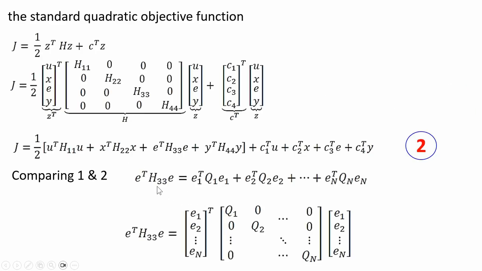Now we can write this algebraic equation in a compact form using matrices. Let us do that. The right-hand side of this equation has been written in compact form. Now if we compare the left-hand side to the right-hand side, they are the same, of course. So now we can say that E transpose is this one. The E vector is all of the errors from index 1 to the whole prediction horizon N. That's why H33 must be this one.